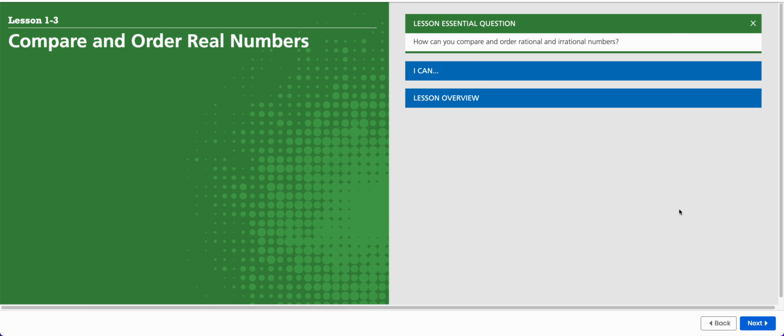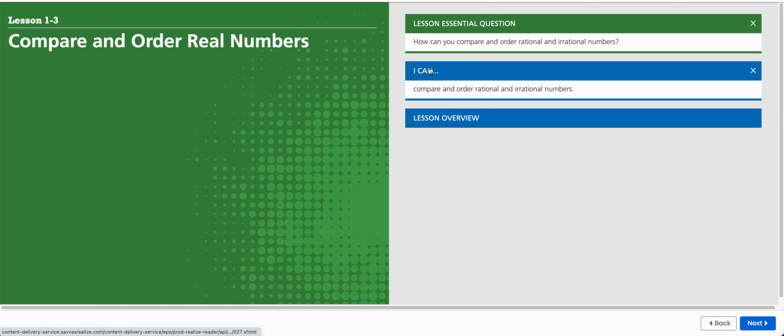So how can you understand the value of rational and irrational numbers and how they compare to one another? By the end of the lesson, we want to be able to compare and order rational and irrational numbers. All right, so here we go.